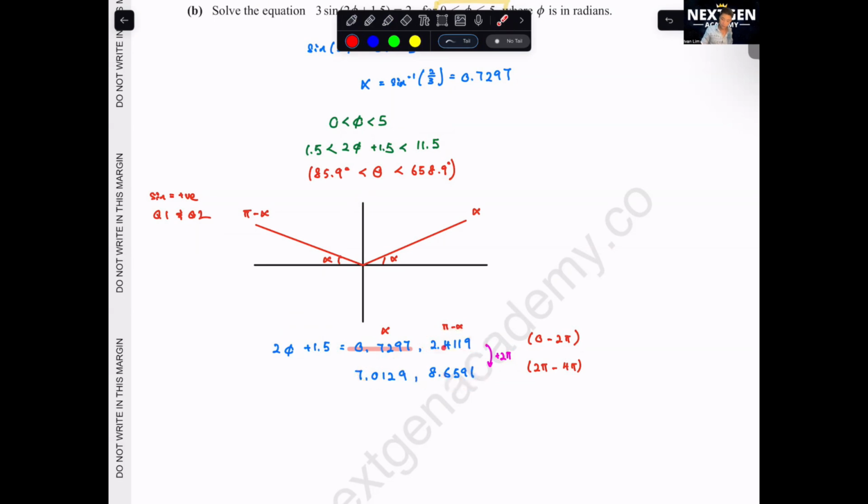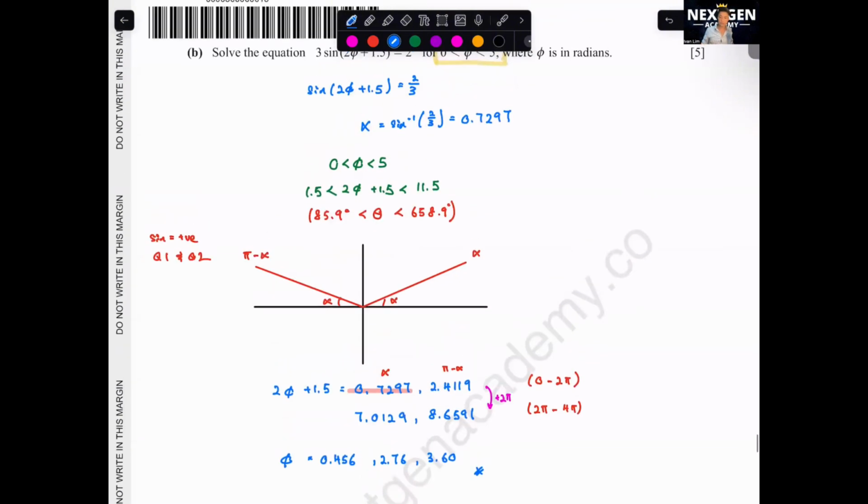Now you take these 3 values, you minus 1.5, divided by 2. Take all the values, minus 1.5, then divide by 2. You'll get 0.456, 2.76, and then 3.60. Final answer, these 3.